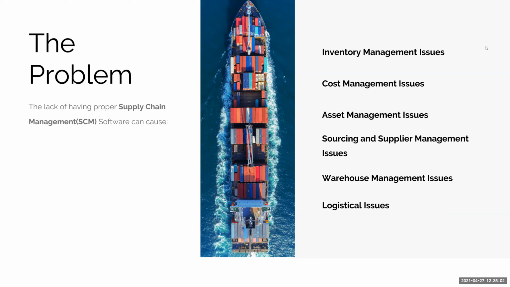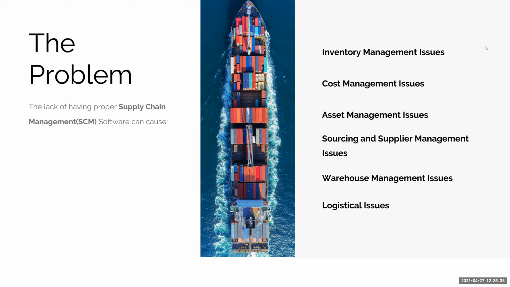Then the next thing is asset management issues. There are two factors to this: the physical flow of goods and the informational flow of goods. The physical is your day-to-day items, which are being delivered, and the informational is online, like keeping your inventory and all that.